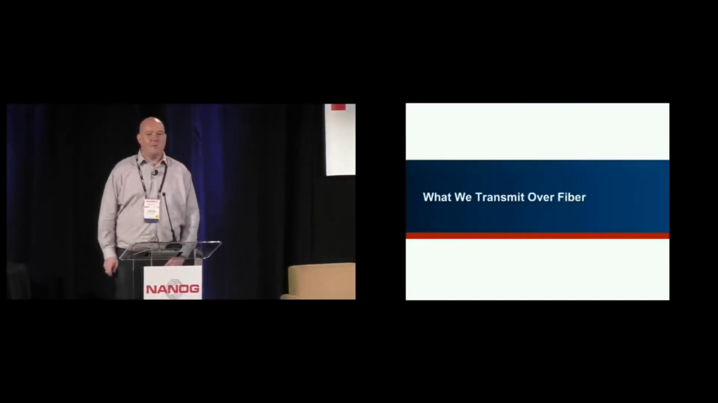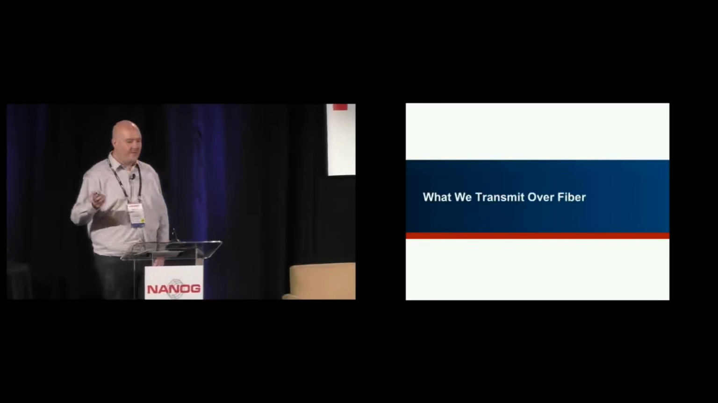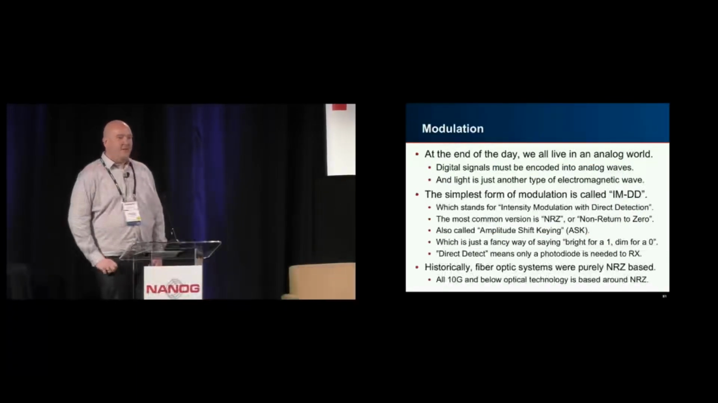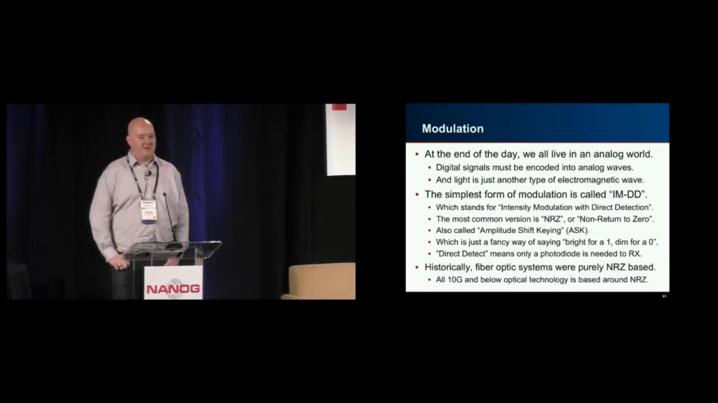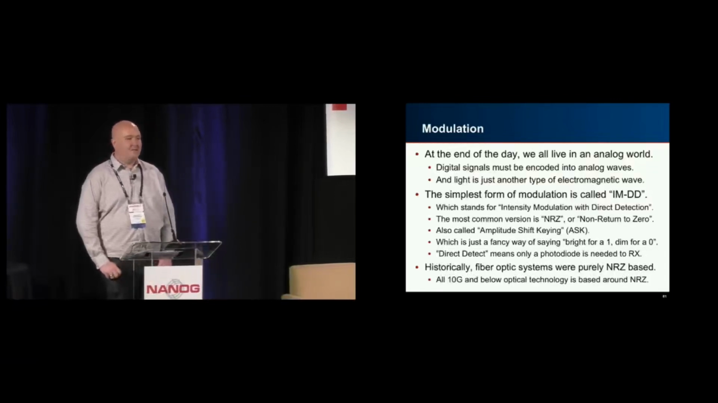So a quick word about what we actually transmit over the fiber. The very first thing we're going to talk about is modulation. Remember, at the end of the day, everything that we do is an analog world. We think we've got these beautiful digital signals, but we still have to send it over an analog system. And light is really just another type of electromagnetic wave, and it propagates in a wave-like fashion.